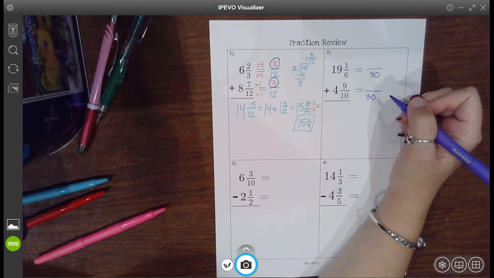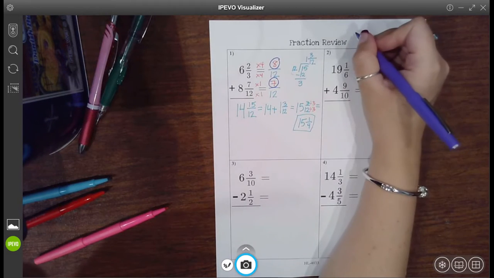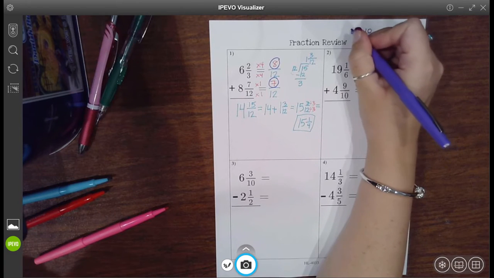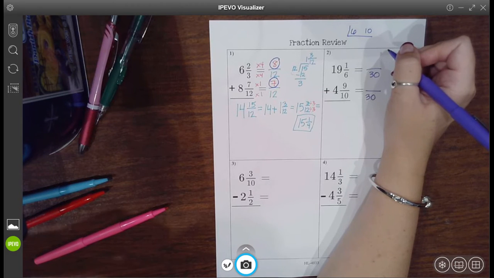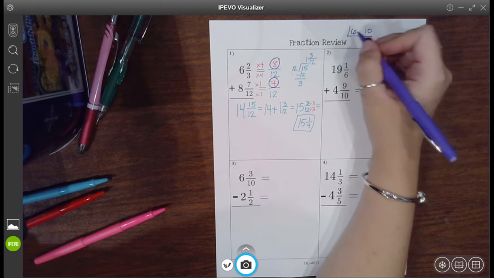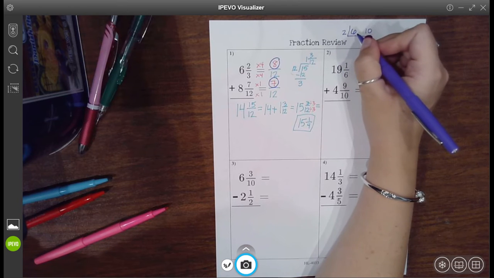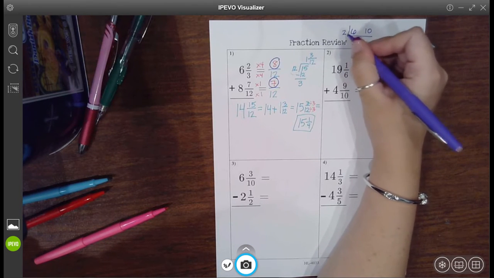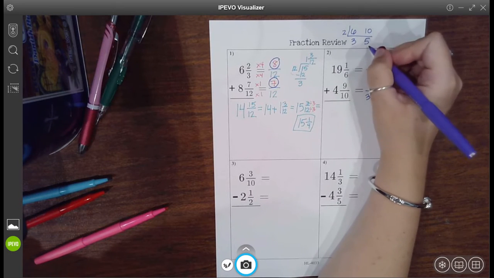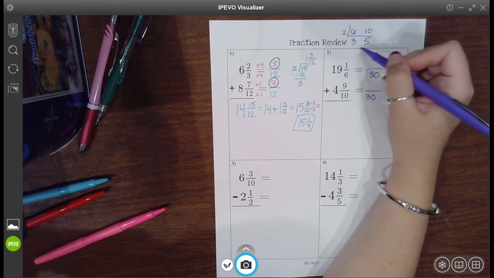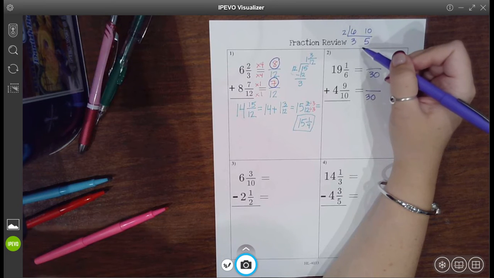Now, if you can't do that in your head, you could always do the ladder method and find the LCM. What's the LCM of 6 and 10? Because that's what a common denominator is. Well, what can go into them both? 2. 2 goes into 6 how many times? 3. 2 times 3 is 6. 2 goes into 10 how many times? 5, because 2 times 5 is 10. Can I keep going? Can anything go into 3 and 5?